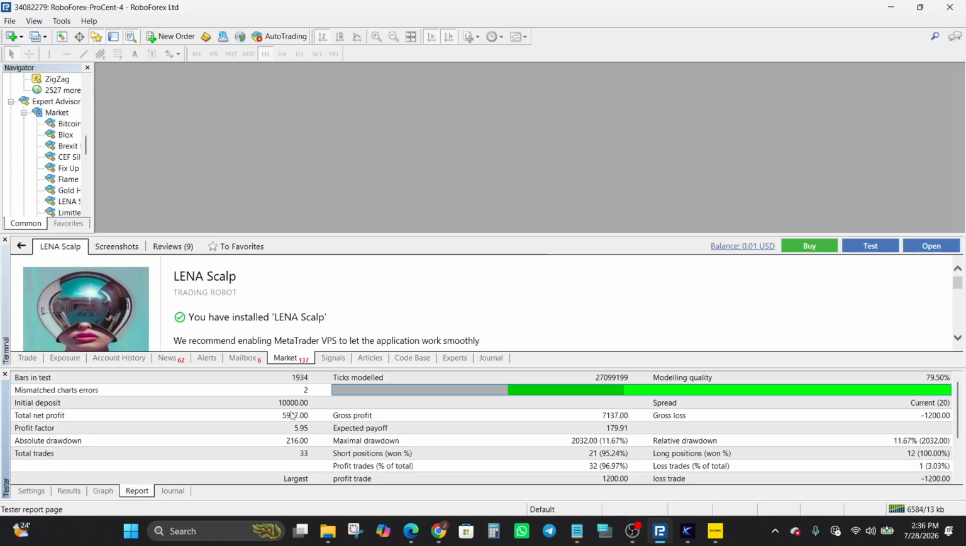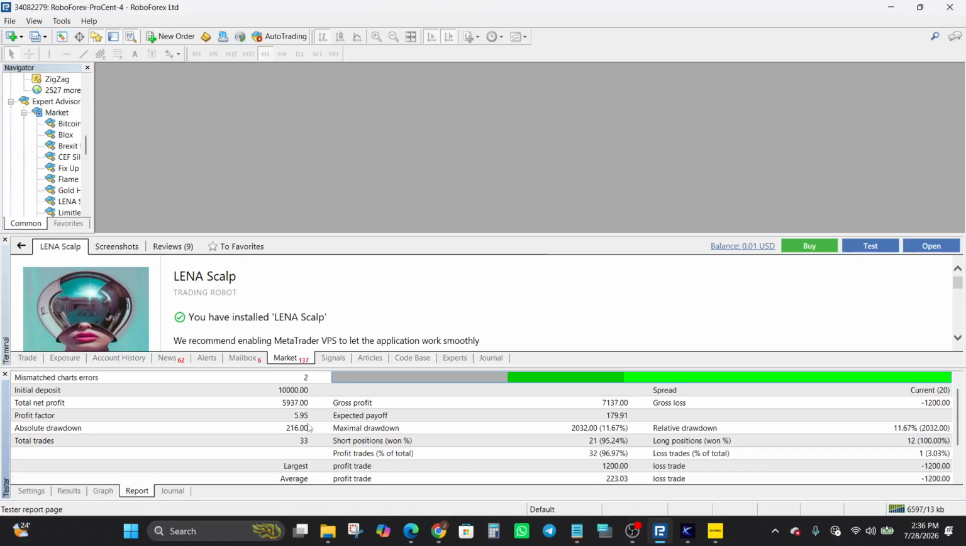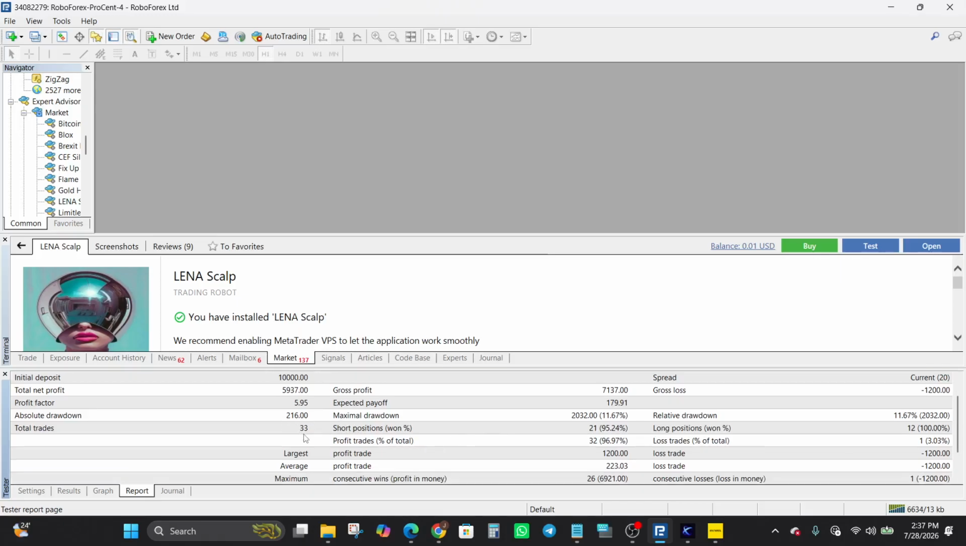Taking a look at the performance summary, the historical test closed with a total net profit of $5,937. The profit factor came in at 5.95, generated from a gross profit of $7,137 against a gross loss of $1,200. Now, the absolute drawdown was $216, while the maximal equity drawdown reached $2,032 or 11.67%.